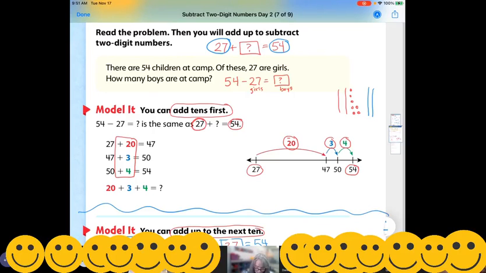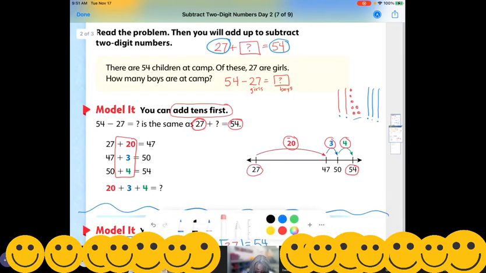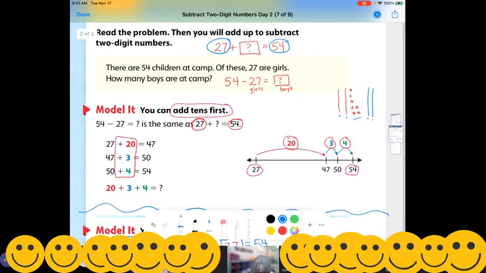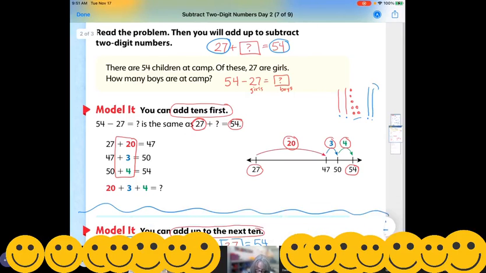What happens if I try to add one more 10? I went past 54, right? I've got 10, 20, 30, 40, 57. So we can't add that many tens. I'm going to have to take that 10 off. Now, how many tens can I safely add to 27? I can add 2 more tens to 27. And I know that 2 tens is the same as 20.